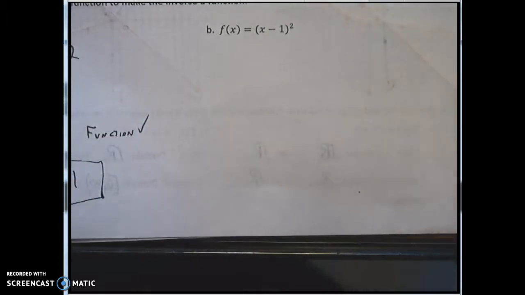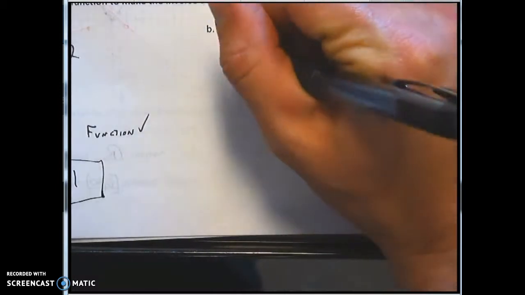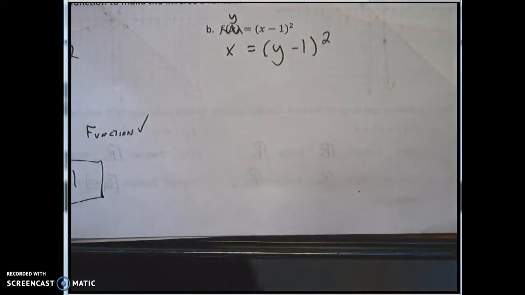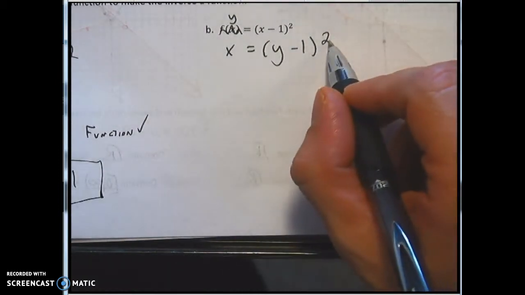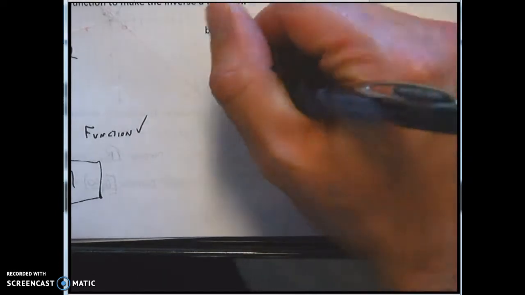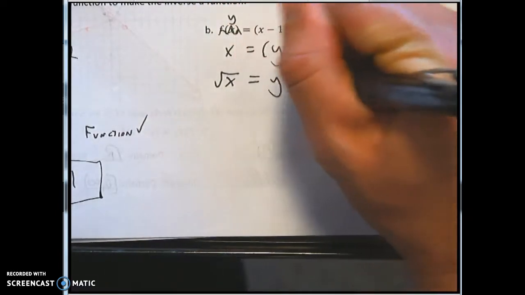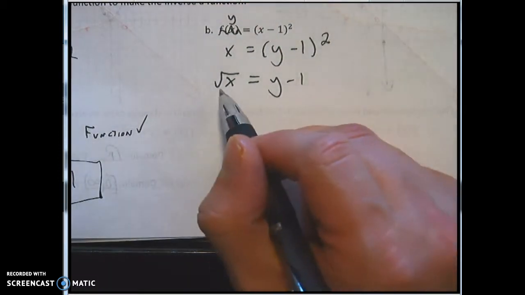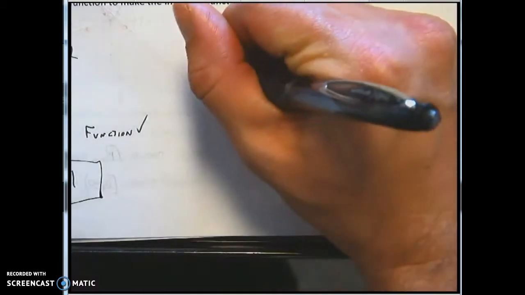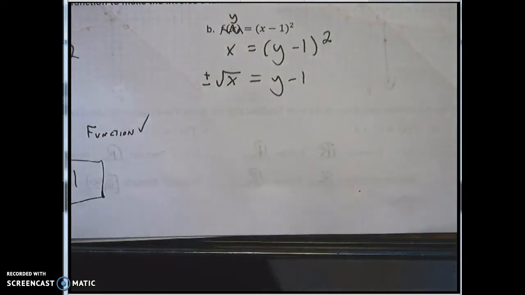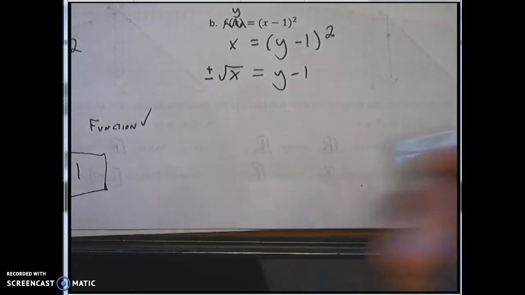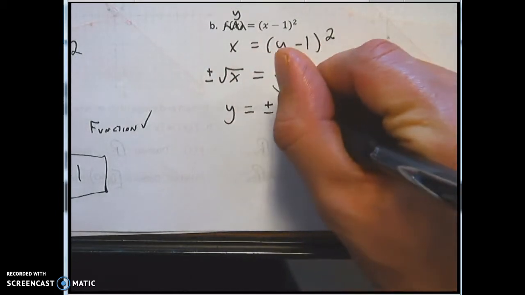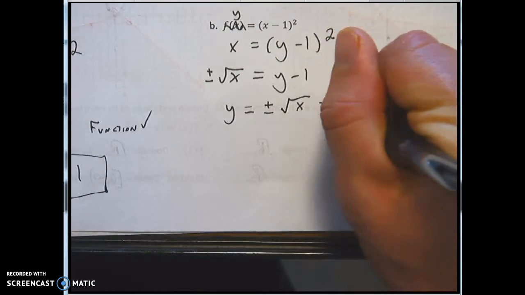All right, over here, change the f of x to a y, and then exchange the x and the y. And now we're trying to get this y by itself. I want you to get rid of this square by taking the square root of both sides. When I take the square root over here, it cancels out that square. Now remember, whenever you take the square root of something, you have to remember to write the positive and negative root of x. Now we can get this y by itself by adding 1 to both sides.